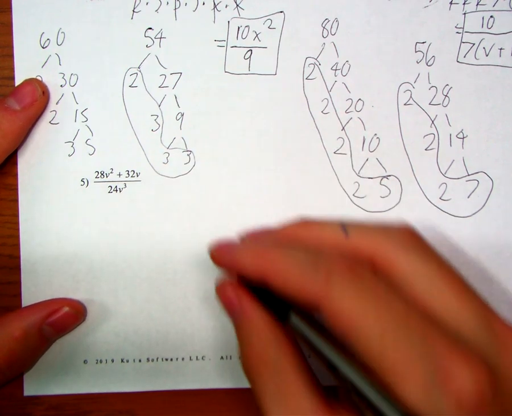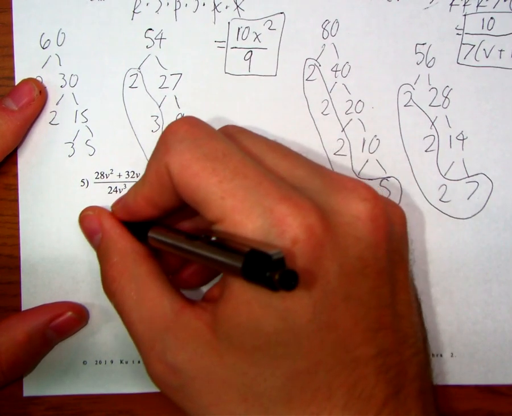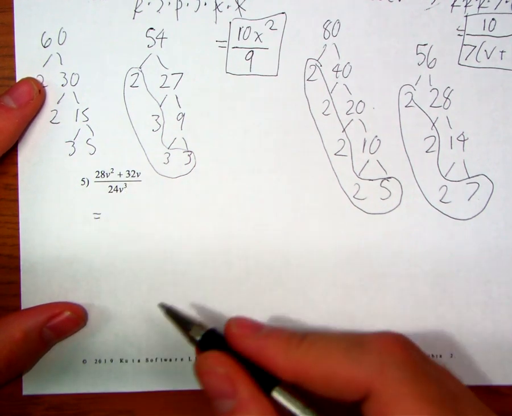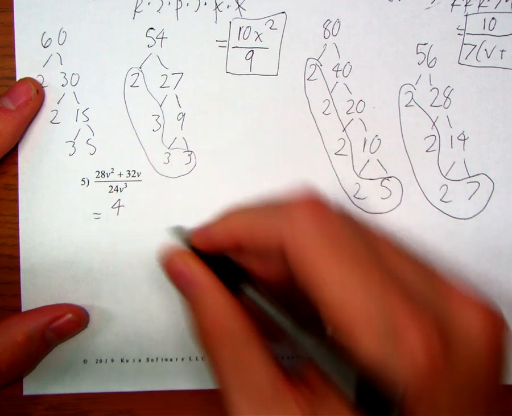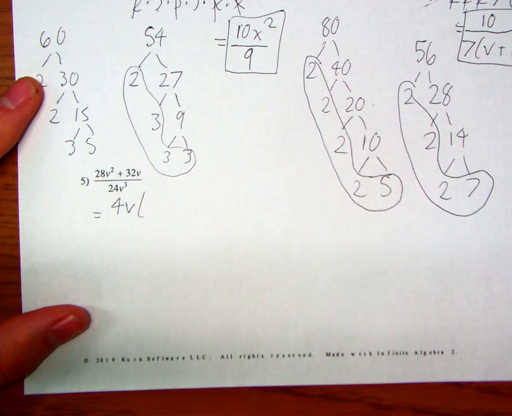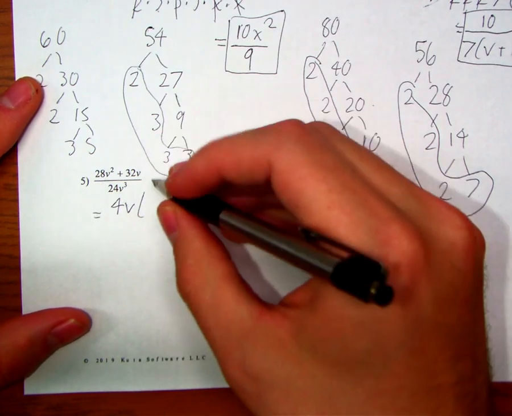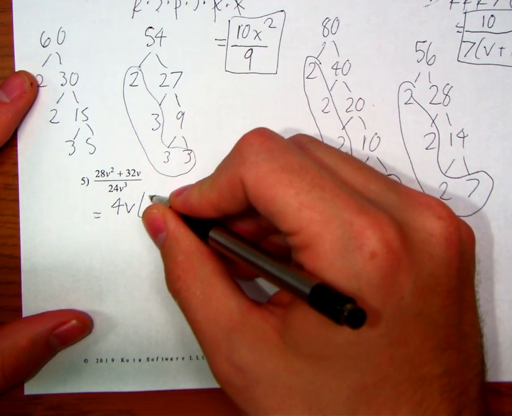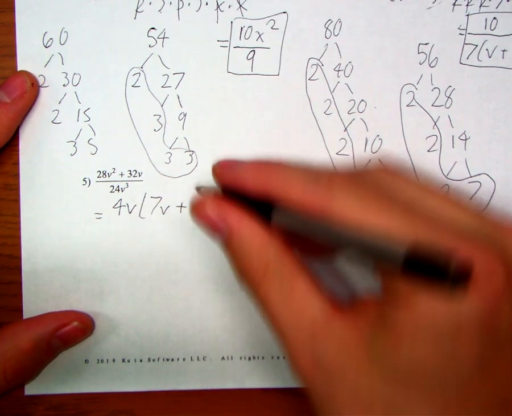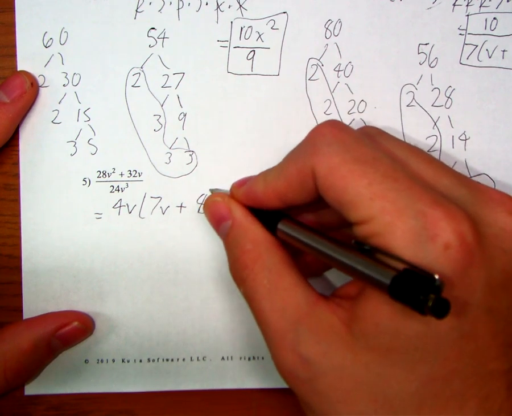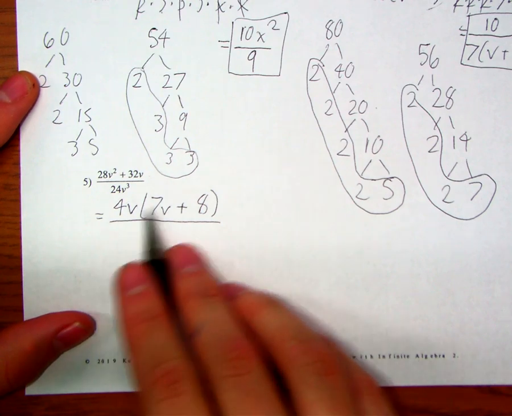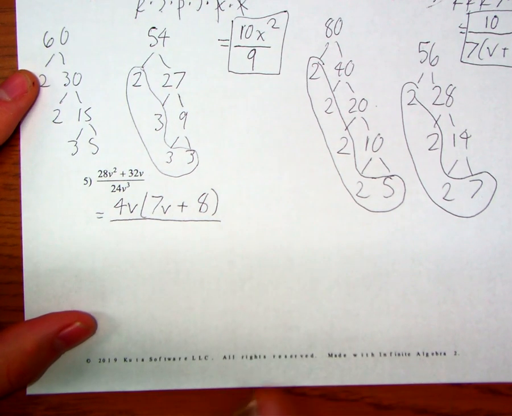Here we've got a binomial on top, so we should factor that first. We should factor the binomial on top. What comes out of 28 and 32? I'm going to say 4 does. And can I take out a variable? Yes, there's a v in both terms. So I'll take out a 4v. 28v divided by 4v is, what, 7? And 32v divided by 4v is 8. If I multiply the 4v back into the parentheses, I'm going to get what I started with.